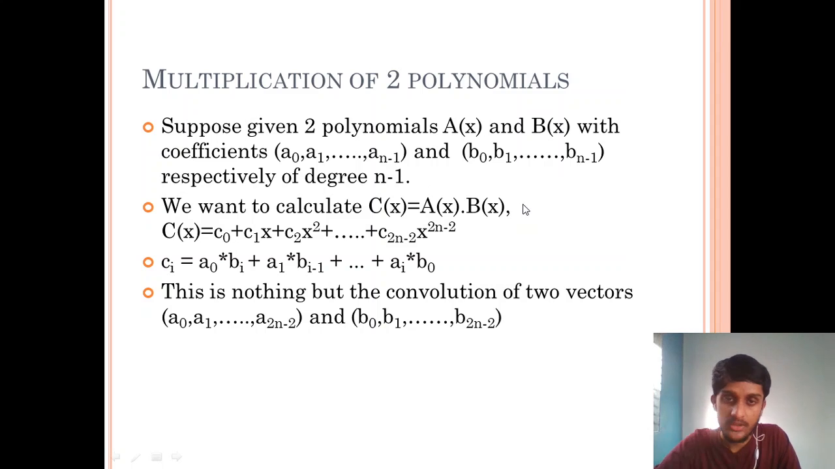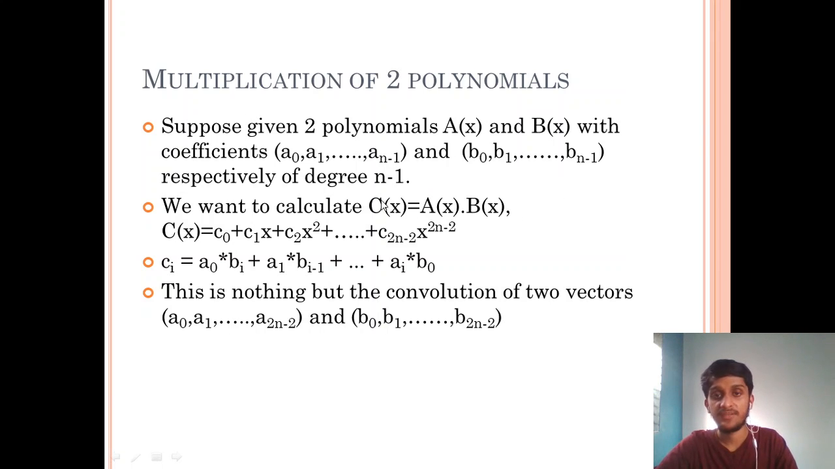So if I have two polynomials A(x) and B(x) of degree n minus 1 both, I can represent them in coefficient form, where I just represent the coefficients of polynomial A and polynomial B. So it just means that a0 plus a1x plus a2x square plus dot dot a to the power n minus 1 x to the power n minus 1. Similarly for B. And now what I want to compute is a polynomial C, which is the product of these two polynomials A and B.